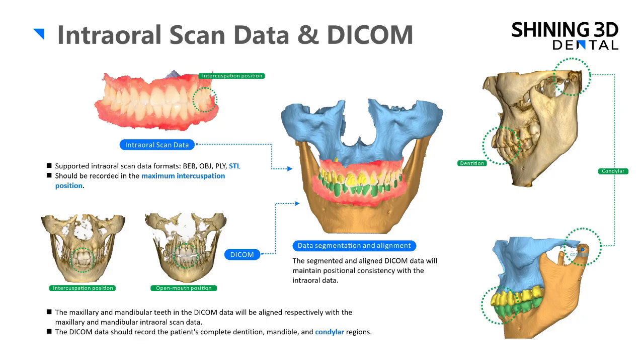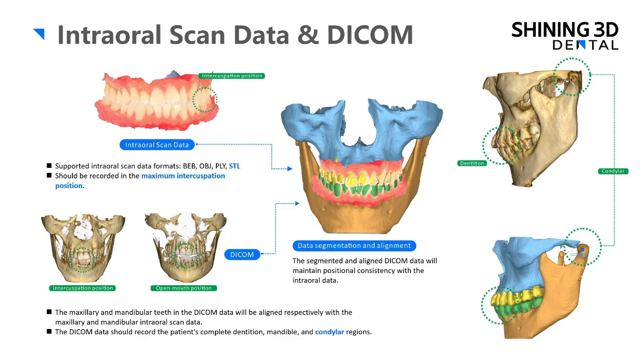Another thing about the DICOM data is that the segmented and aligned DICOM data will maintain positional consistency with the intraoral scan data. And now we support aligning the upper and lower jaw separately, because as you may notice, some of the DICOM data will use another tool to lift up the bite for the patient, put into the incisor area while we are doing the scan for the DICOM file. So we now support aligning the intraoral scan data separately for the upper and lower jaw.